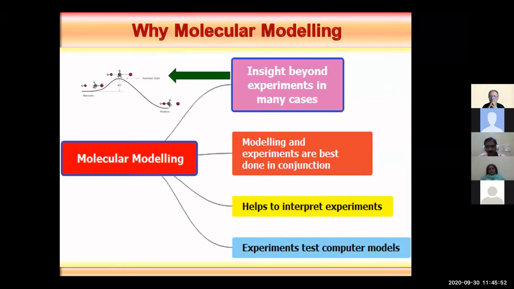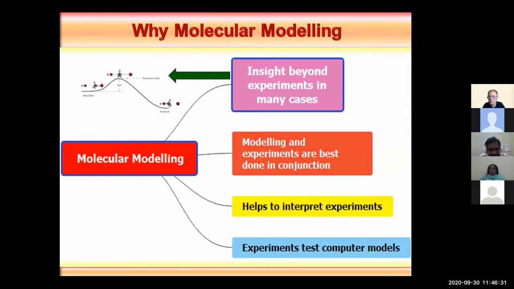Now, when we talk about molecular modeling, the question arises: why molecular modeling? The simple answer is that modeling and calculations can give us an insight which is beyond experiments in many cases. For example, if we want to understand a chemical reaction, we need to know the transition state structure for the reaction. Transition states are difficult to study by experiments, so instead their structure can be calculated and analyzed using molecular modeling.